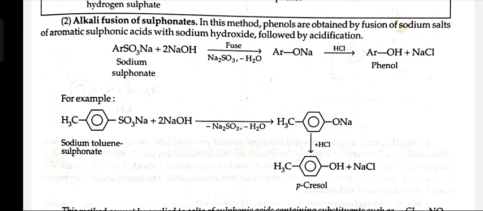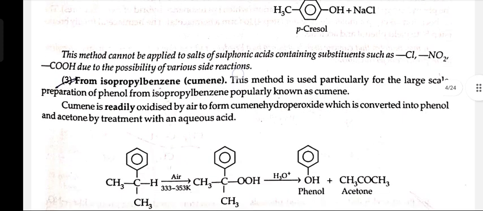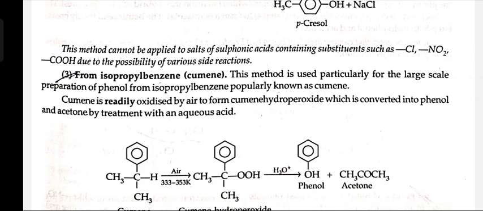In this method, phenols are obtained by the fusion of the sodium salts of aromatic sulfonic acids with sodium hydroxide, followed by acidification. This method cannot be applied to salts of sulfonic acids containing substituents such as chlorine, nitro, and COOH due to the possibility of various side reactions. The third method is from isopropyl benzene or cumene. This method is particularly used for the large scale production of phenol from isopropyl benzene, popularly known as cumene.